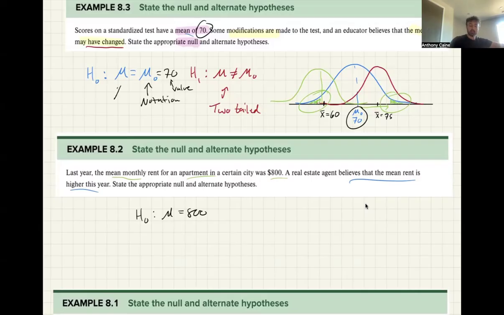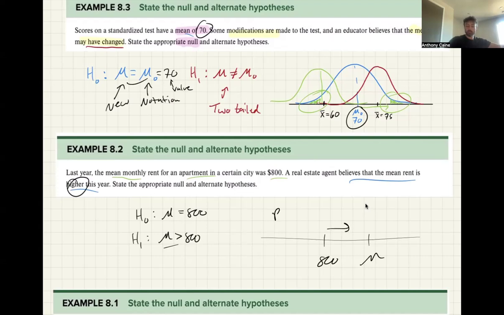the notation for the known value of the old stuff, right? So 70 is my mu0. In this case, 800 is my mu0. And we're asking, is the new mean equal to the old mean? That's what the null hypothesis is going to be. The new mean is equal to 800. 800 is my mu sub 0, my mu naught. The alternate hypothesis is that mu is bigger than 800. We think rent prices have gone up, right? So since things are bigger, if you have a number line, here's 800, and we're saying maybe mu is over here. This is right-tailed.